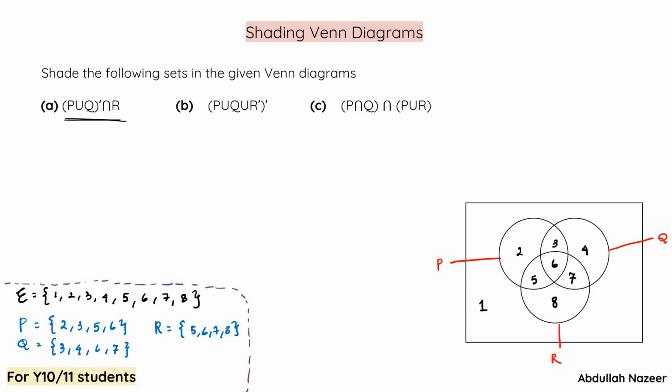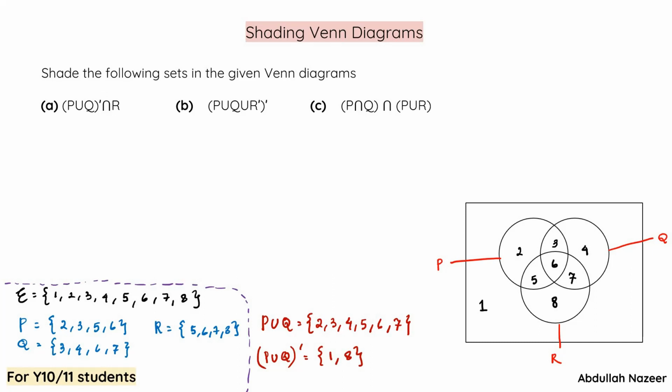Now, as you can see in question A, they want you to find the region that belongs to P union Q complement intersection R. For that, we need to start off by finding what P union Q is. P union Q is basically all the numbers in the sets P and Q put together, so P union Q is 2, 3, 4, 5, 6, 7. Now, our interest is not in the region P union Q, it's in P union Q complement, because that's what's used here. As we know, the complement of a set is everything except the set. So P union Q complement would be the set that contains the numbers that are not in P union Q, which is 1, 8.